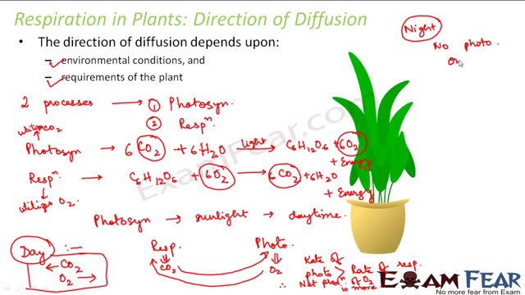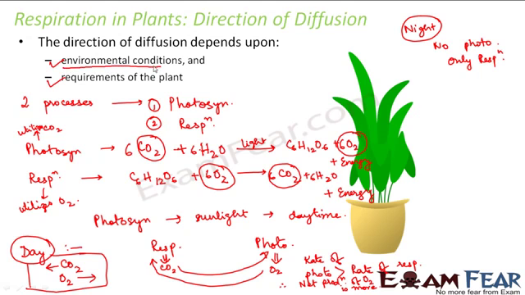So that means only respiration takes place at night. And what happens in respiration? If you look at the process of respiration, it will utilize oxygen and produce CO2. So this CO2 which is produced is diffused to the environment. The extra carbon dioxide which is produced is diffused to the environment at night time. Therefore the direction of diffusion in plants varies with the environmental conditions.